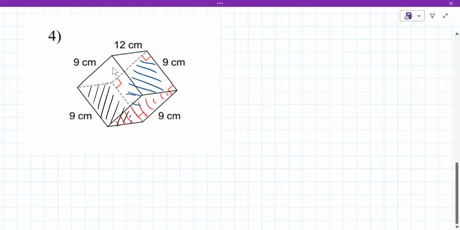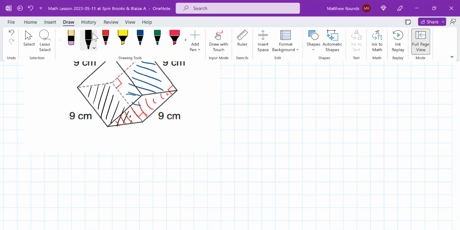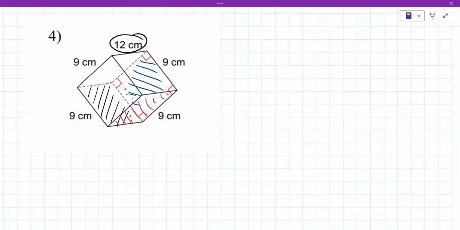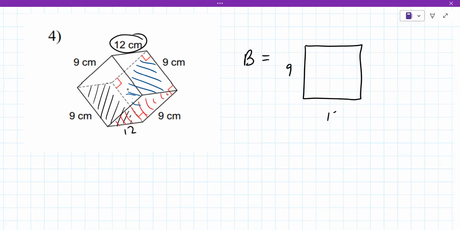That's fine. Now what could be unclear is that this 12 up here is also the 12 down here. So let's draw the base. It's good to find the area of the base. The base is this thing on the bottom. It's 9 times 12. You'll see me rewriting that a few times. It's good to rewrite the base, rewrite the rectangles or the squares.